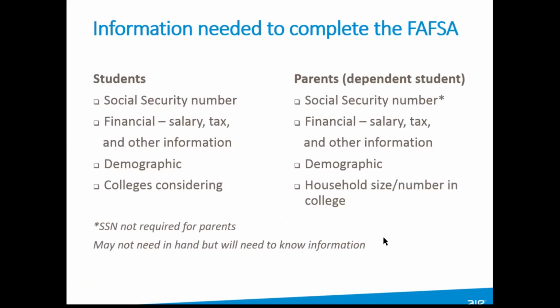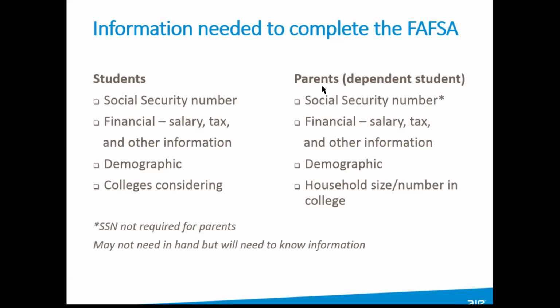So, information needed to complete the FAFSA. For students, they'll need their social security number, some financial information, and we'll talk a lot more about that later, like salary and tax information. For the FAFSA we're completing, it's going to be for 2019. Demographic information. Students will need a list of the colleges that they're considering. Parents will need the social security number if they have one. It is not required. Financial information, demographic information, household size, and the number in the household that's in college. Now, you may not need these items in hand, but you'll need to know this information. In fact, with some of the salary and some of the tax information, you can get that directly from the IRS site using the IRS data retrieval tool, which we'll discuss more later.